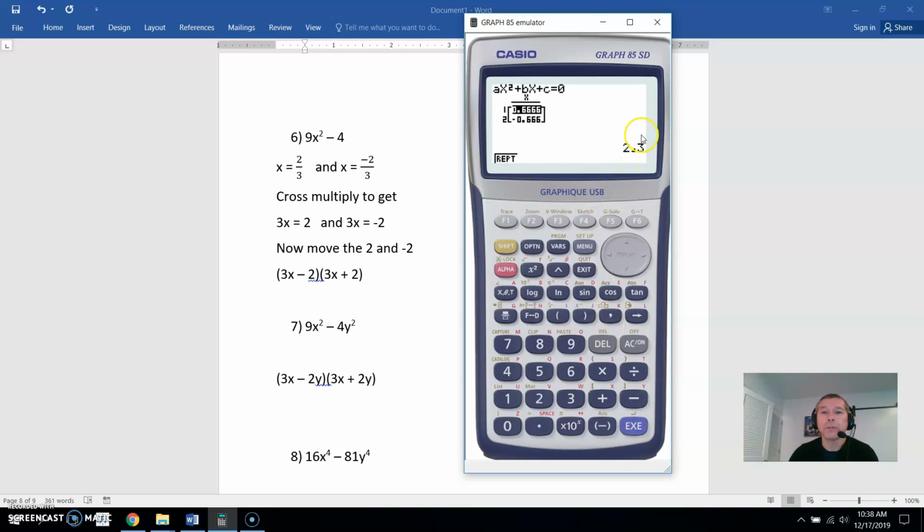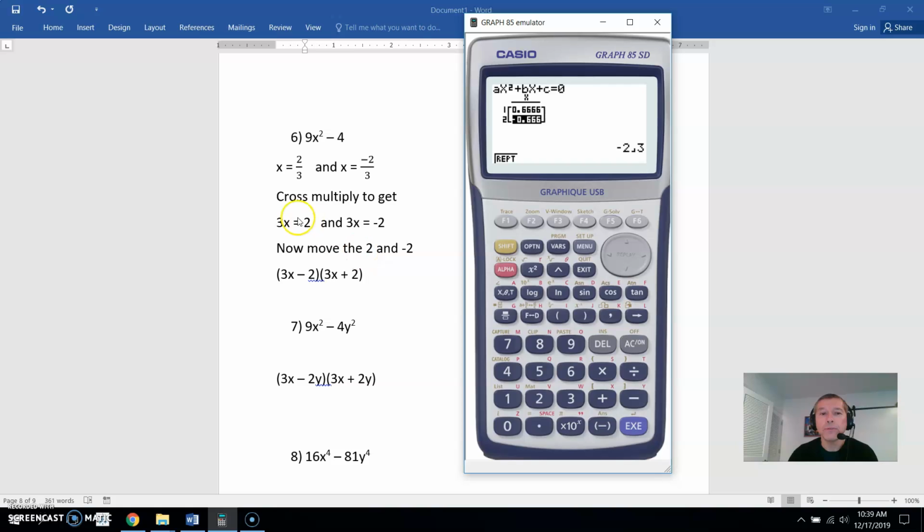Look at the fractional form of the solution, and this solution is x equals 2/3, which I have written right here. And if I arrow down, that's the decimal solution. Here's the fractional solution, negative 2/3. But we don't want solutions right now, we want factors. So to get the factors, you have to do this much by hand. You have to cross multiply. So in other words, I'll multiply the 3 times the x to get 3x equals 2 on this one. And I do the same thing here to get 3x equals negative 2.